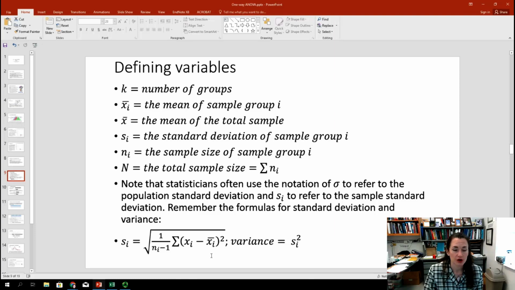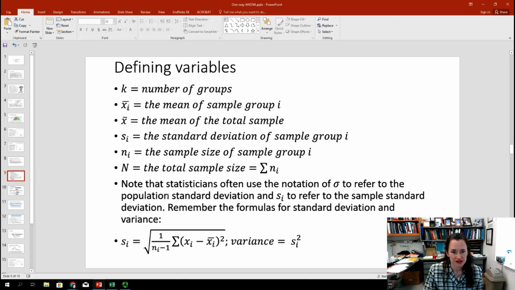So that's the square root of 1 over Ni minus 1 times the sum over all your group members, Xi, group member I, minus the average for group I, Xi bar, squared, right? So that's your standard deviation formula that we covered some time back. The variance is defined as the standard deviation squared. Okay? So if Ni is the sample size of sample group I, we also have big N, which is the total sample size. So that's the total number of measurements that we have.